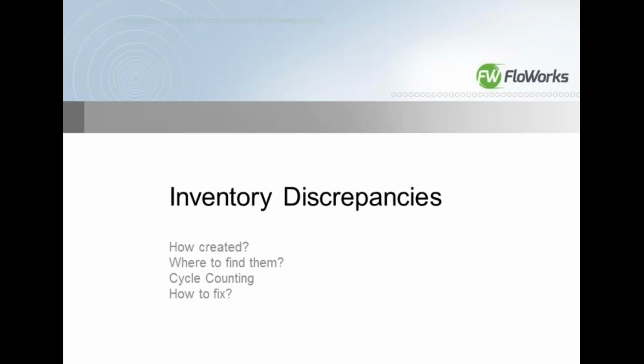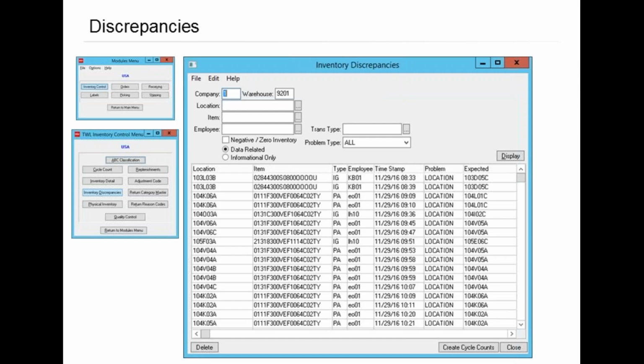So we had some short picks here. Every time you create a short pick, you're going to get a situation where it creates that inventory discrepancy. Inventory discrepancy, guys, these are found from your modules menu up under inventory control and then inventory discrepancies. And here you can see popped open our inventory discrepancy window.